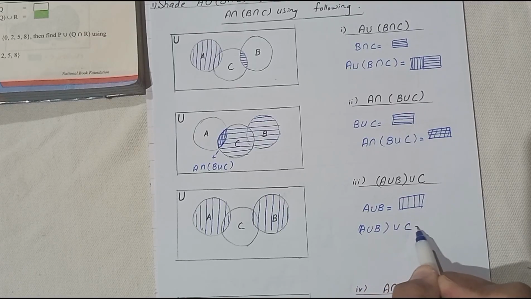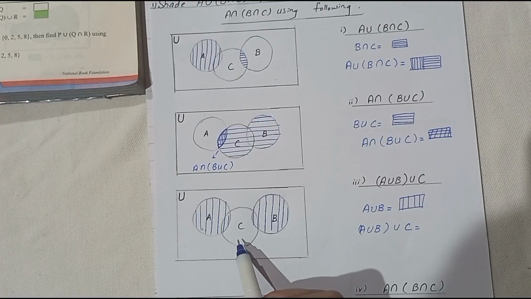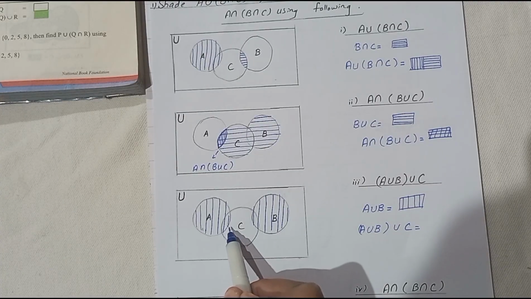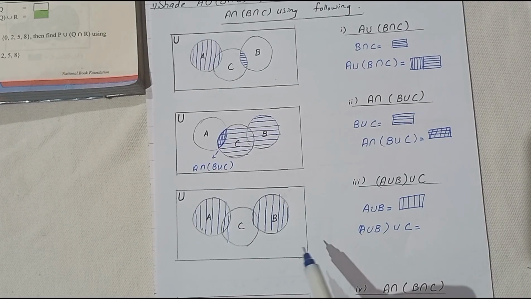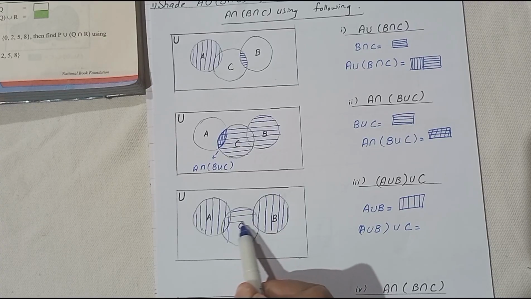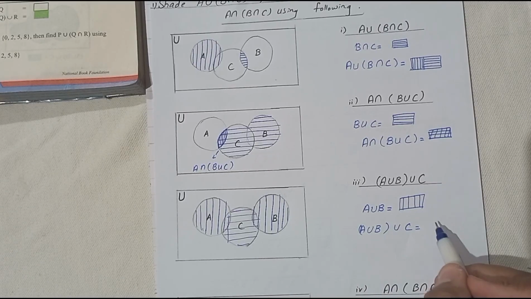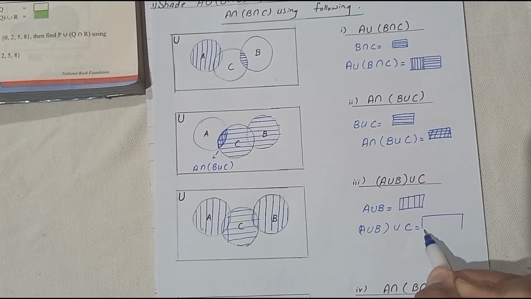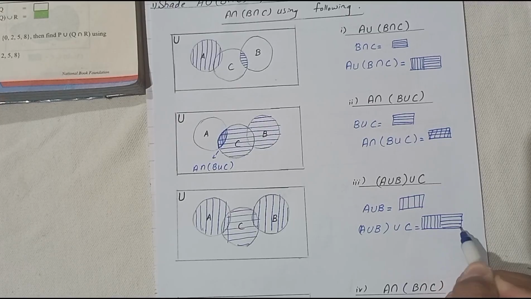Now A union B union C means all parts of A, B and C should be shaded. So we will shade C with vertical lines too. So all this vertical area represents the shading of A union B union C. We can shade diagram C with vertical or horizontal lines, it's your choice. So these vertical and horizontal lines represent the shading of A union B union C, all vertical and horizontal lines.